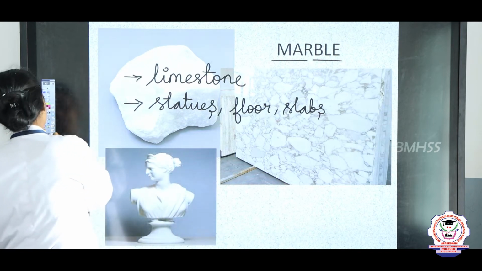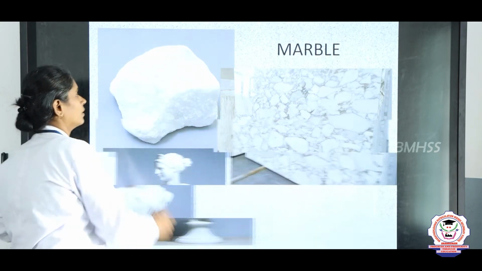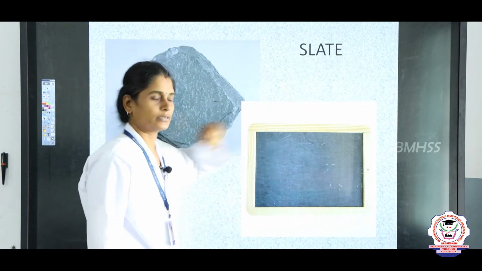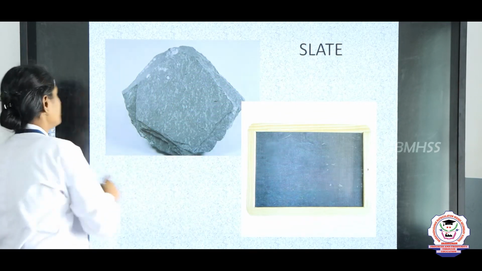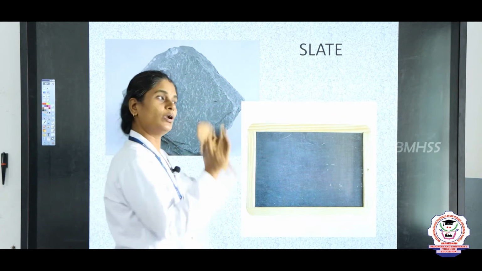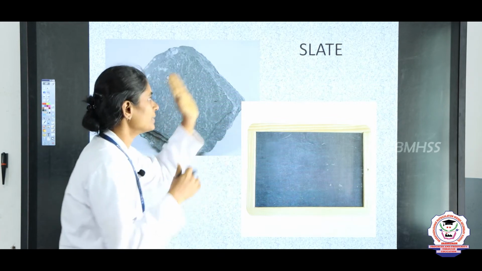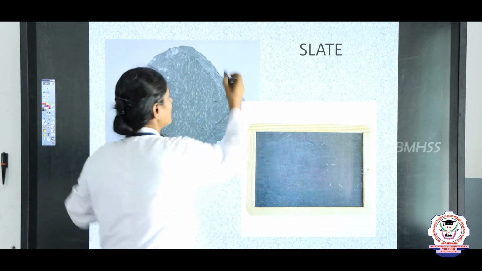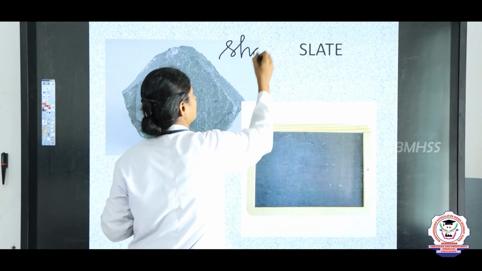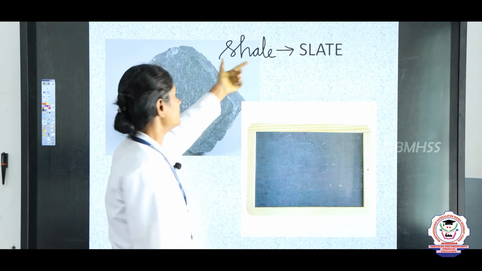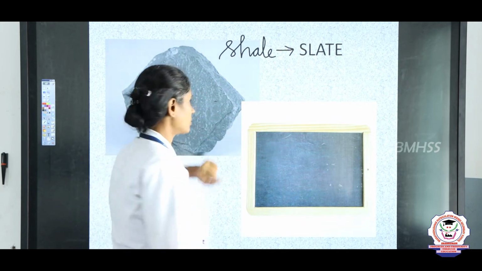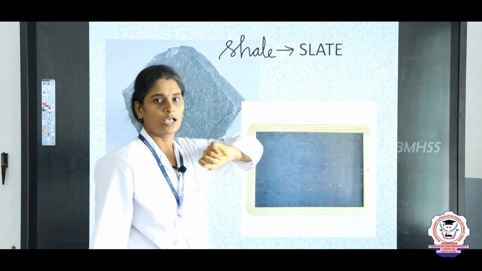So the next type of rock is slate. So slate is formed from shale. So I already told you, all metamorphic rocks would have been some other rock before. So how did this slate form? From shale. The shale is converted into slate. So shale is also a sedimentary rock. From the sedimentary rock, slate is formed.